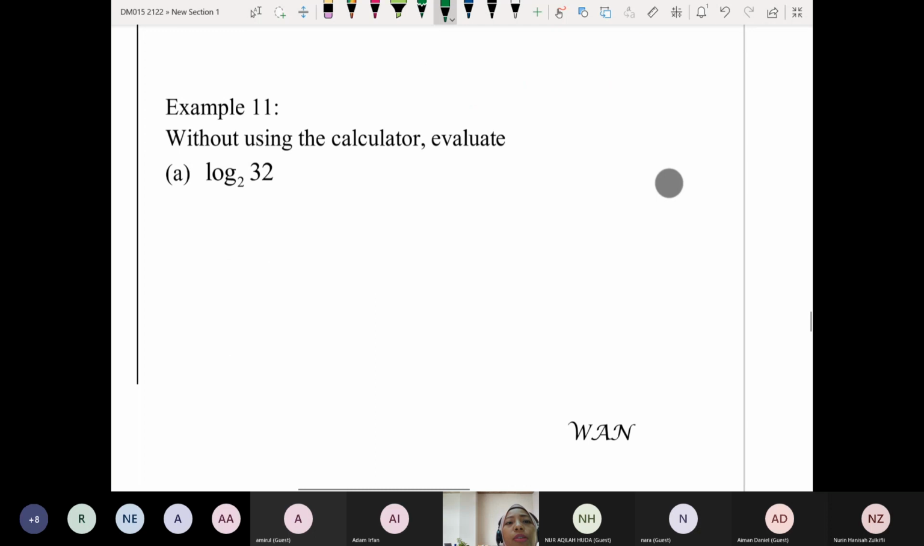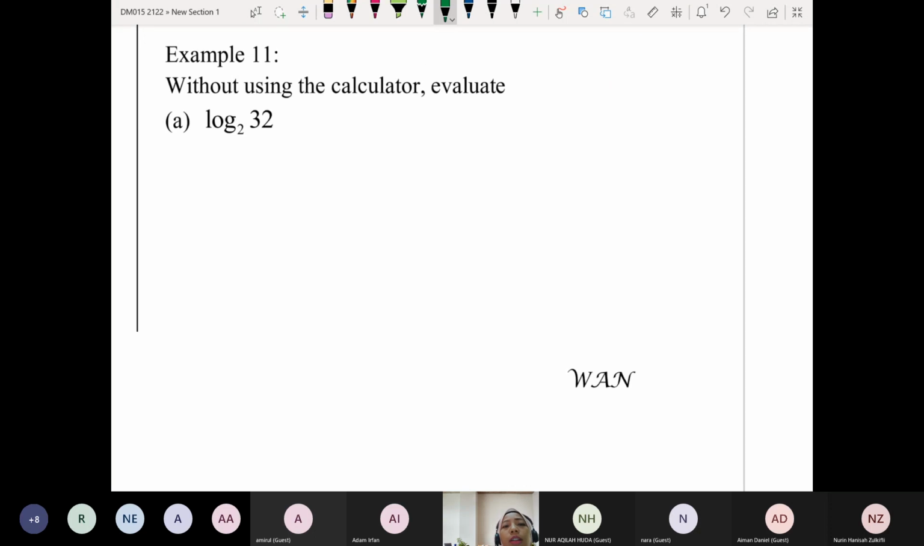Now let's look at example 11. Without using a calculator, evaluate log 2 of 32. Any suggestions? Boys and girls, is there any suggestion? How are you going to do this without using a calculator? Change 32 to 2 to the power of 5. Yes, exactly. Look for a base, base 2, base 3 or base 5, that produces 32.